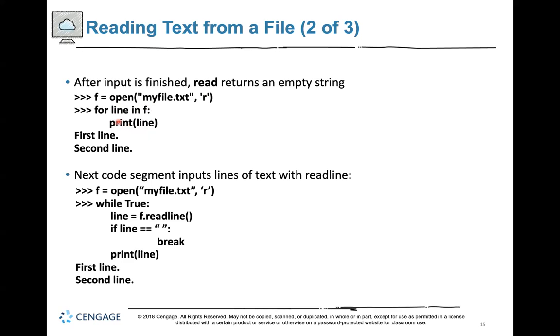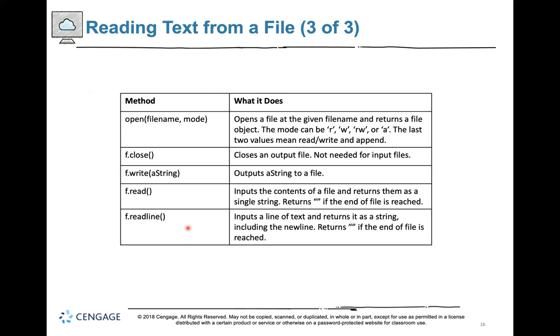Now, this is one way to do it. You can iterate through that file with this for loop. If you want to use a while loop for whatever reason, then you can call the readline method on the file object. And that also gives you a line. And then it's just an alternative way of iterating through the file. Same thing, okay?